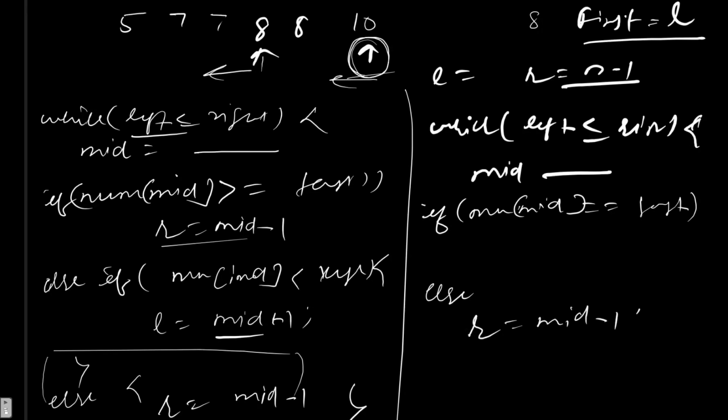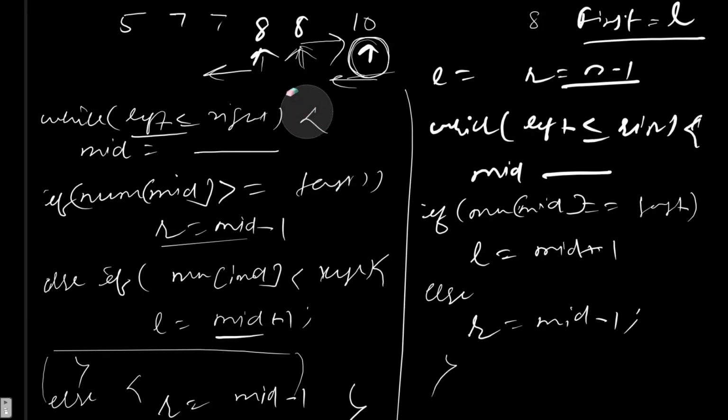Okay, and after that, if we find that our nums of mid is equal to target, that means in this case our first mid is going to be 8, so this one. In this case we have to go towards right. So for going towards right, we have to do L equal to mid plus 1, and now we will be able to find our right index by using this.